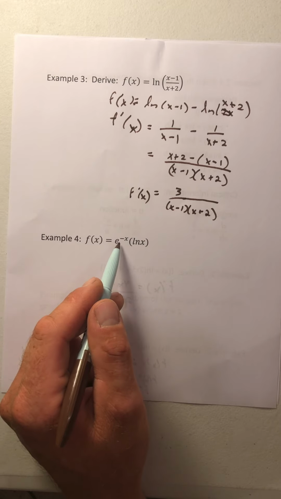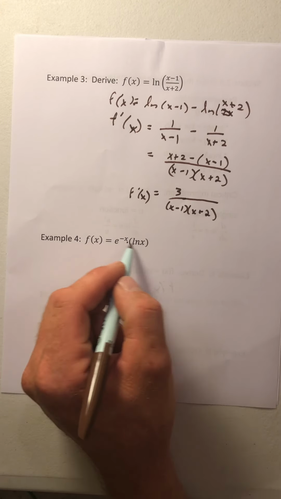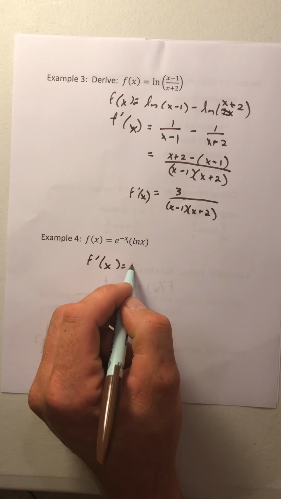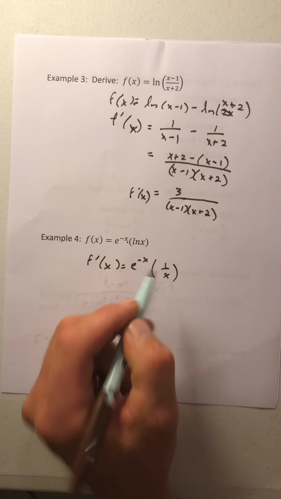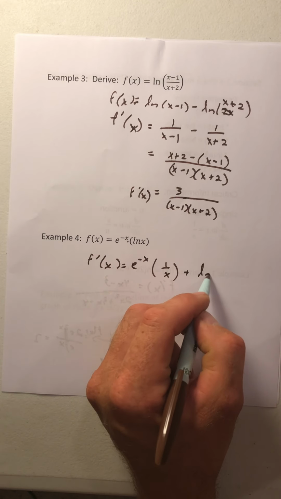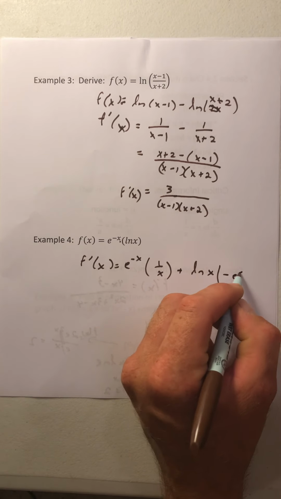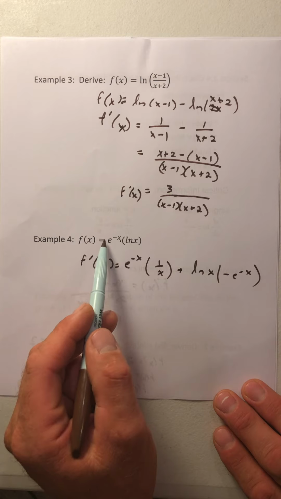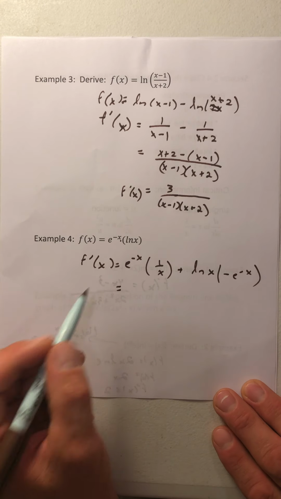Example 4, f of x, e to the negative x times the natural log of x. Here we're multiplying two things together. So we got a product rule in here. So we have e to the negative x, derivative natural log of x, which is 1 over x, plus natural log of x, the derivative of the first, which is going to be a negative e to the negative x. Remember, take the derivative of the exponent, comes to the front. The exponent of e stays the same.